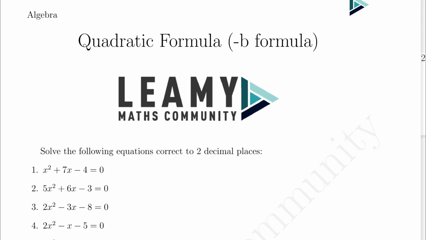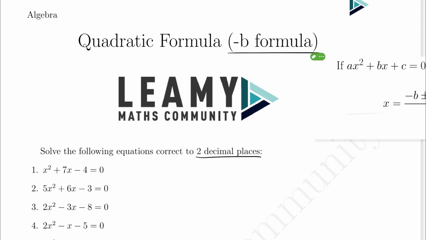So now we're going to look at solving quadratic equations using the quadratic formula, or as sometimes we call it, the minus b formula. You can use this formula to solve any quadratic equation, but typically if we know that the answer to the quadratic equation is going to contain decimal places, then we know we cannot factorize it. We're going to have to use this quadratic formula.